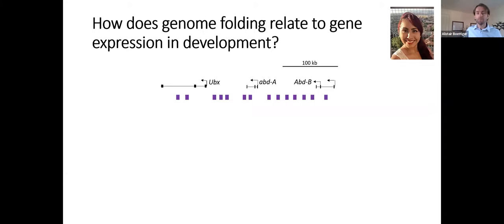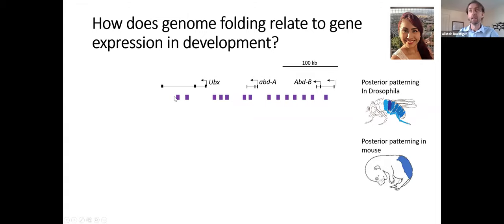We are at part one. How does the genome folding change in development? What you're looking at here is a portion of one of the most famous regions of the fly genome, which is the bithorax complex. These three genes set up the posterior two-thirds of the fly, and they are conserved in mouse and their homologs pattern the posterior portion of the mouse and human as well.